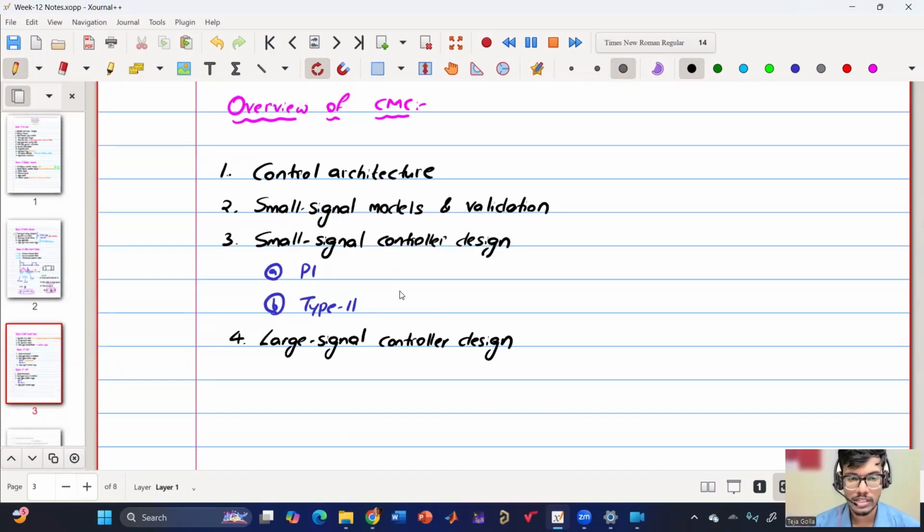And then in the case of large signal controller design, just to summarize, we have first taken the large signal model and then also the switching model. And then we have learned about the vector field and the trajectory, how to calculate the vector field and how the trajectory moves towards the equilibrium point. Again, whether it is a stable equilibrium point or an unstable equilibrium point.